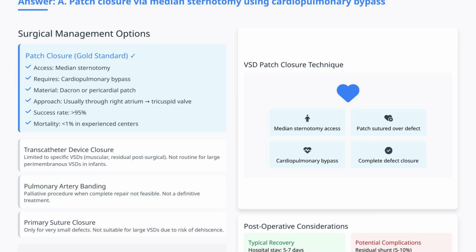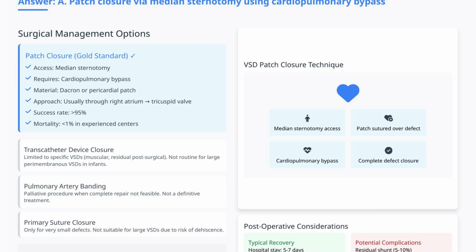The procedure involves making an incision through the sternum, placing the patient on cardiopulmonary bypass, and typically approaching the defect through the right atrium and tricuspid valve. A synthetic patch, usually Dacron, or autologous pericardial patch, is then sutured over the defect to achieve complete closure. This approach has excellent outcomes with success rates exceeding 95% and mortality less than 1% in experienced centers.